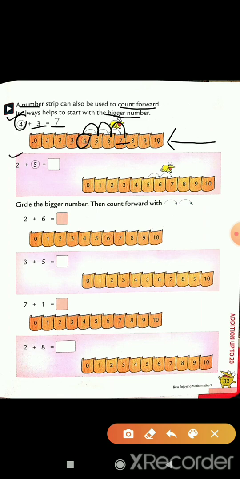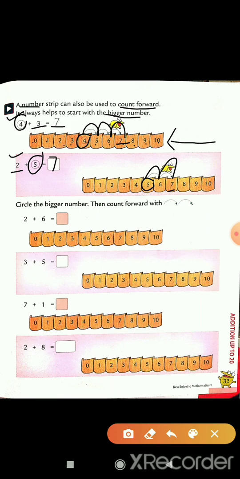Next, 2 plus 5 is equals to dash. Which is the bigger number here? 5. So you need to circle 5. And in the number strip also you will start with 5. You have to add 2. So you will count forward 2 times. 1 and 2. So what is the answer here? 7. So write here 7. 2 plus 5 is equals to 7.